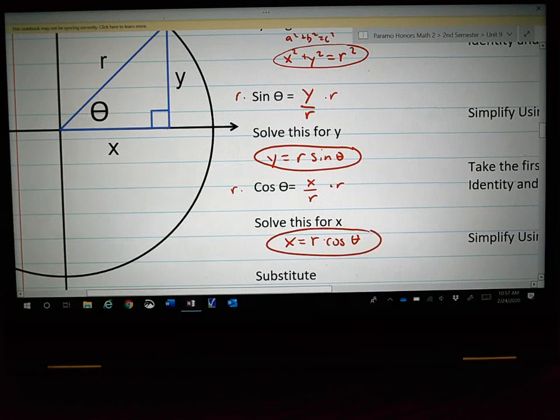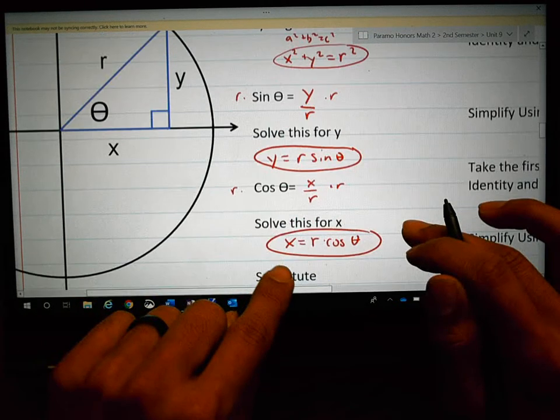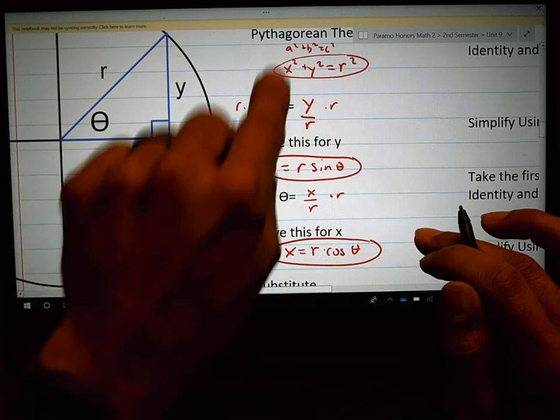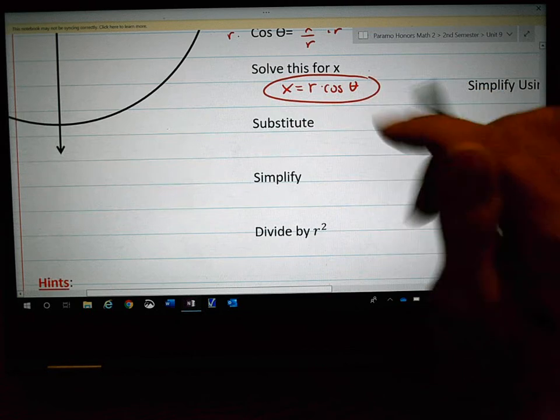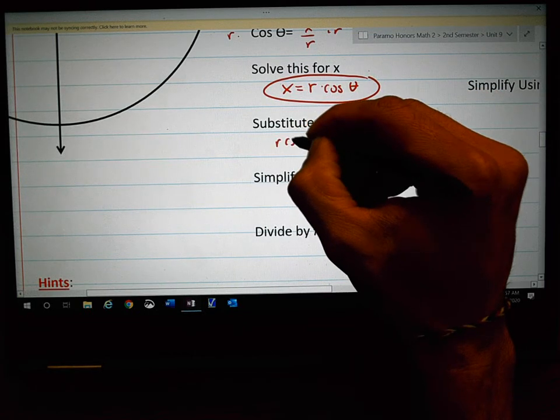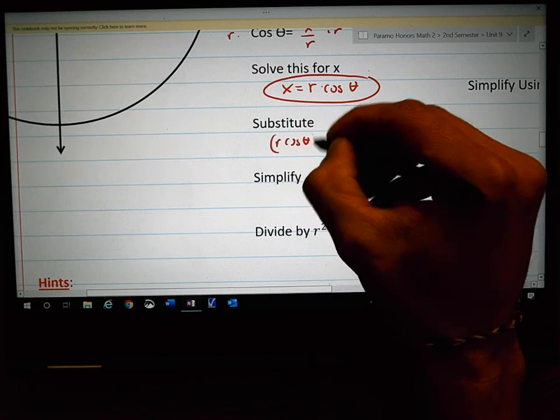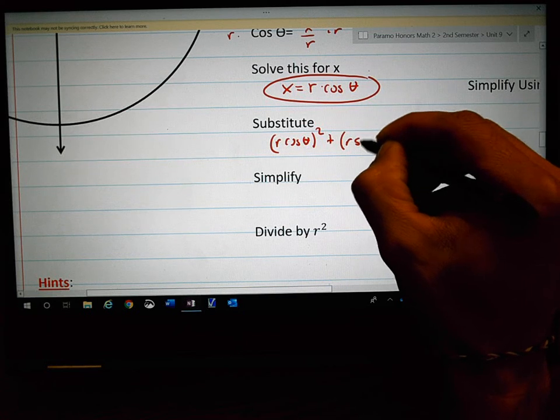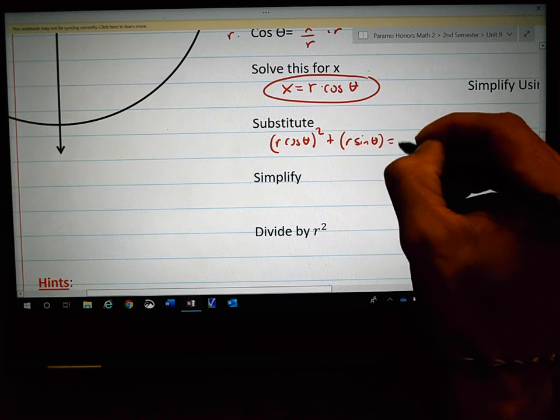I have 3 things. I have x squared plus y squared equals r squared, and then I have what y is, and I have what x is. Let's substitute in, instead of y in this problem, let's put that in. Instead of x in that problem, let's put that in. Here you go. X squared plus y squared equals r squared.